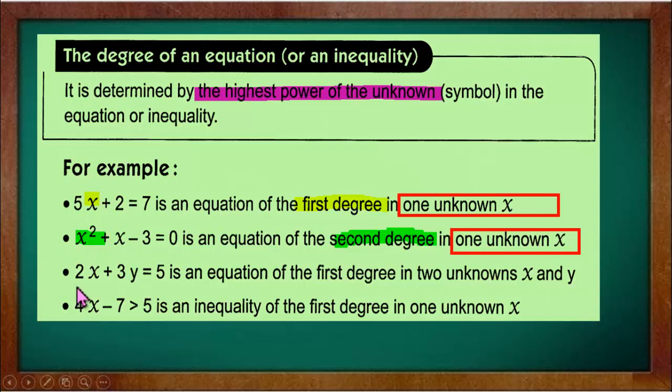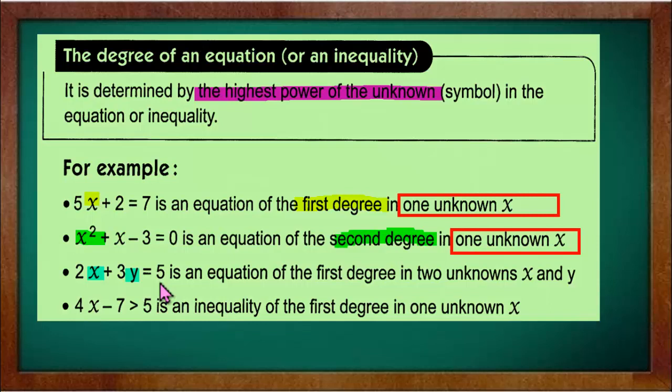Coming to the third one now, 2x + 3y = 5. What is the degree of this equation? First, I have x as an unknown and y as another unknown. What is the power of each one of them?